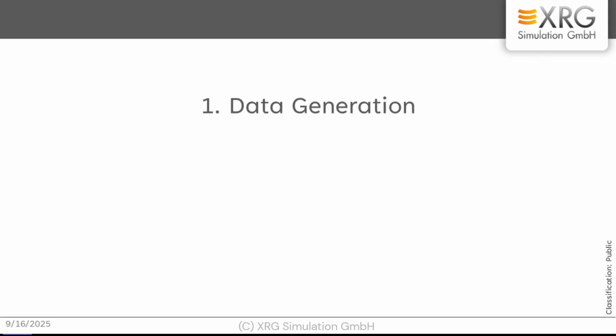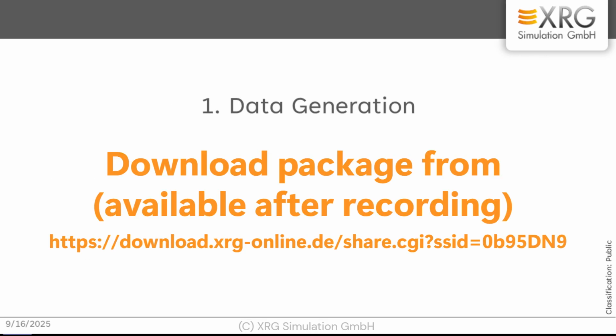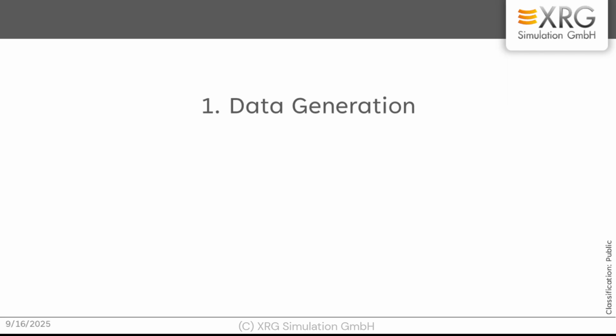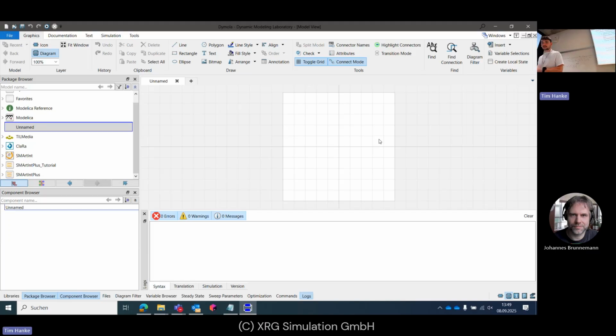With that, I think we start with the first practical work for you. Or before that, I will give some information on how to use the data generator. If you have not done it yet, you can open your Dymola and run the start script we have provided, so that you have the SMArtInt class library, the Clara library, as well as the tutorial package open. And we start with the data generation.